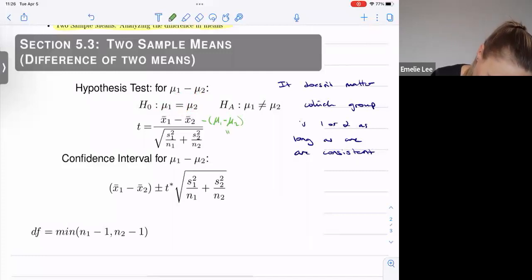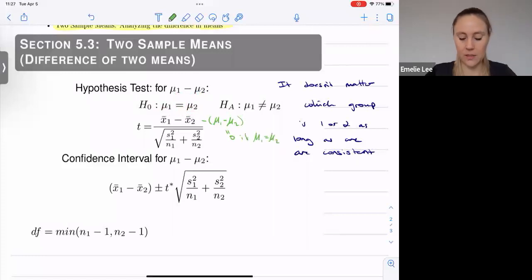And so here, it equals 0 if mu1 is equal to mu2. So that's another one of those scenarios where it's always going to be minus 0, so we don't even write it down anymore. We've seen that two times already. We've seen it in proportions, so two sample proportions, and then we've seen it with paired data.